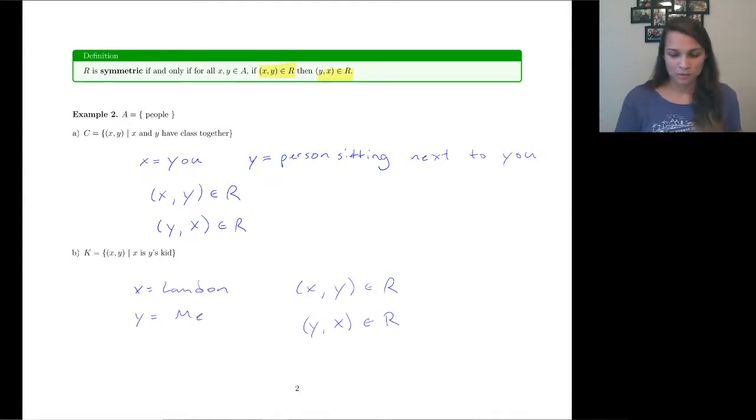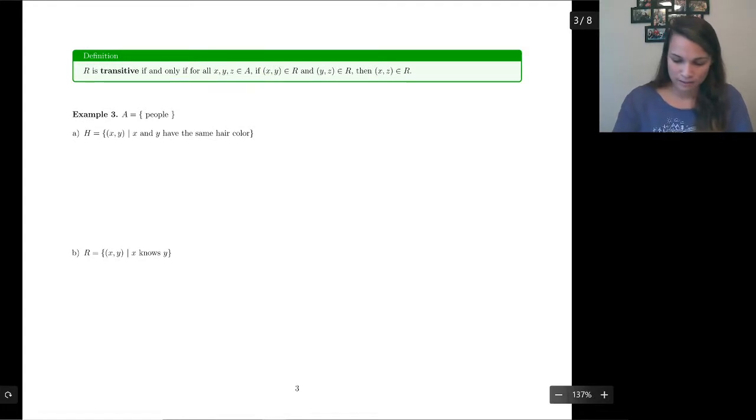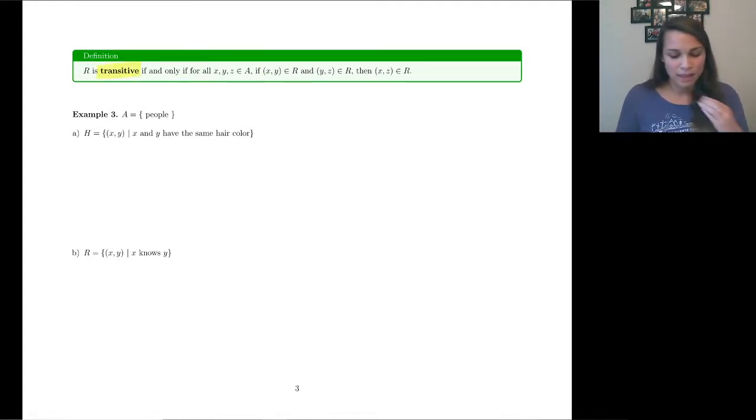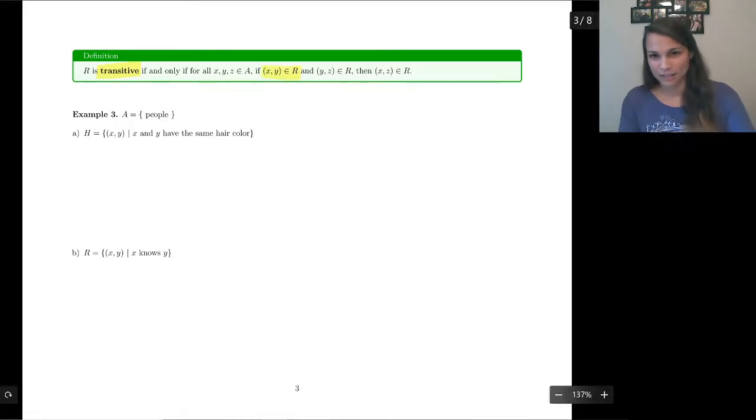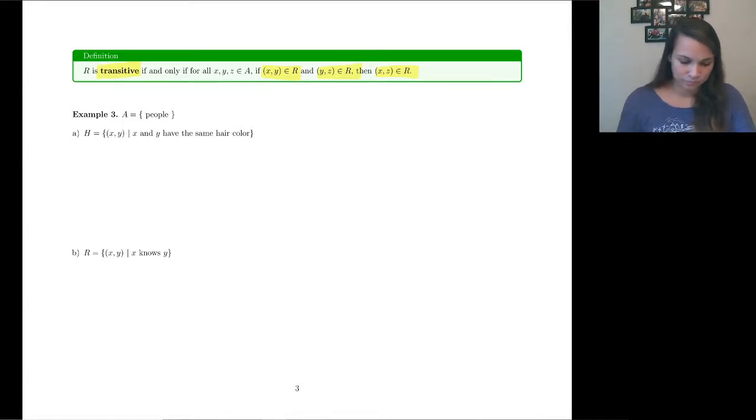And then one more type of relation, transitive. We should all be very familiar with transitive, I think at this point. If X is related to Y and Y is related to Z, then we have X is related to Z.